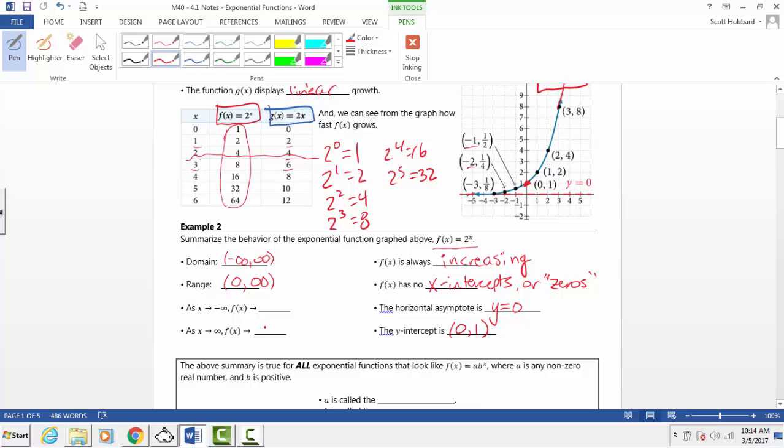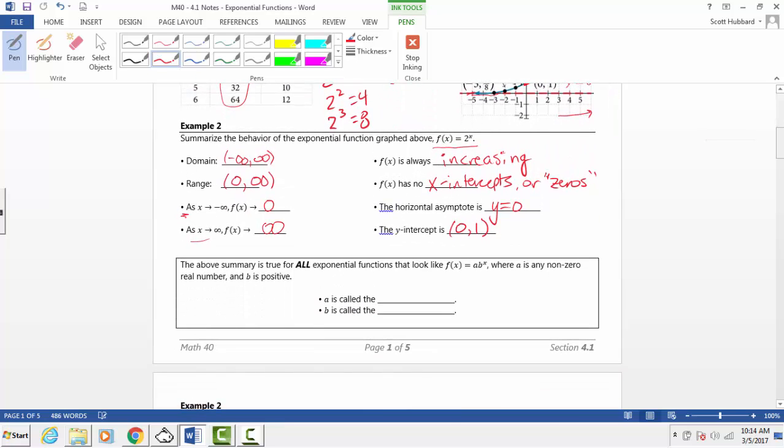And let's talk about the left and the right end behavior. So over here, this is the left end behavior. As x goes to negative infinity, what does the graph do? Well, the graph goes towards its asymptote. So f of x goes to 0. And as x goes to infinity on the right side, the graph just goes up and up to infinity. So as x goes to infinity, f of x goes to infinity. Okay, so what we just did here is true for all functions that look like an exponential, and the general form looks like this: a times b to the x.